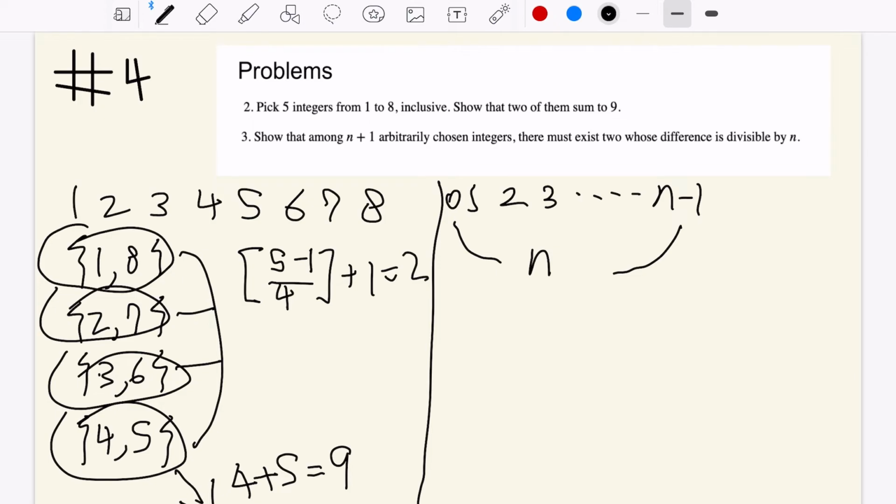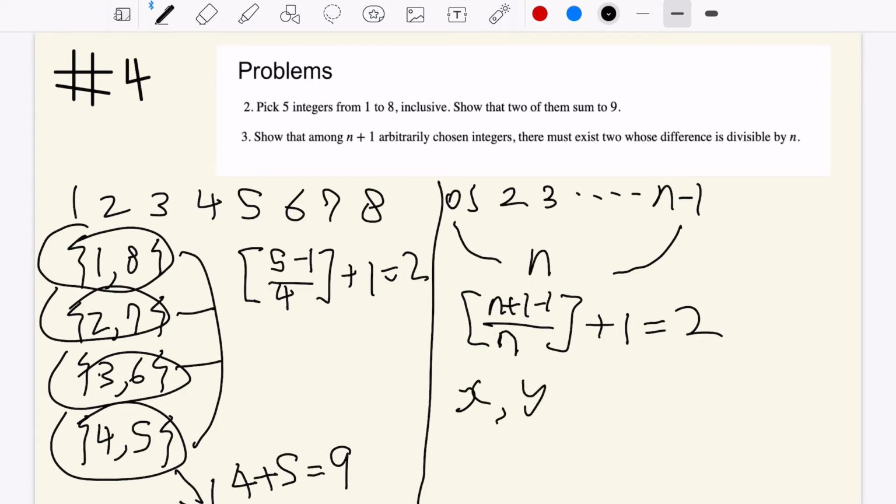If we choose n plus 1 integers from these n groups, then by the pigeonhole principle, there are at least 2 integers picked from the same group. Say these 2 integers are x and y. Then these 2 integers have the same remainder when they are divided by n.